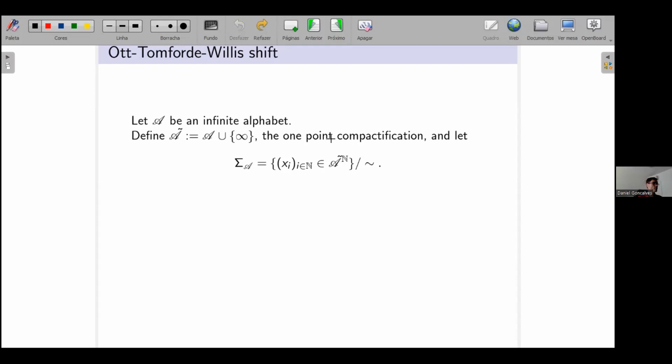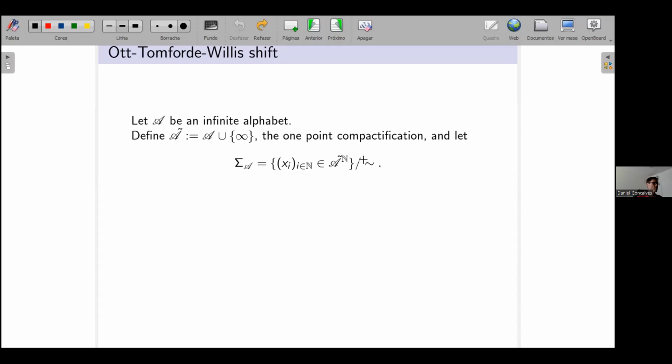And if I look just at the product of A tilde, this one-point compactification, this is a compact space. People in symbolic dynamics really like compact spaces. But now I have a shift that has this extra symbol, infinity, right? This infinity is kind of exogenous. We don't want it there in the shift.